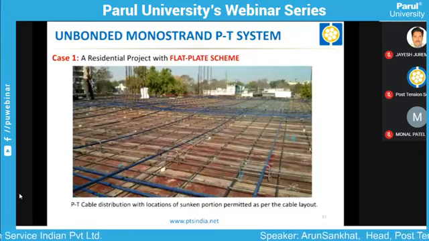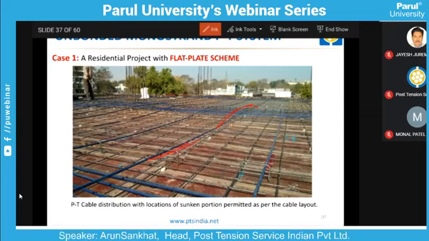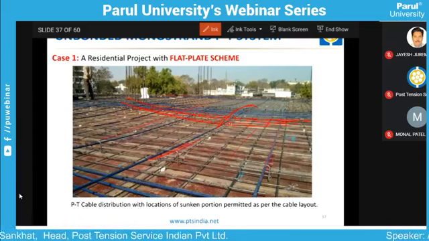You can see the image of the site. Here, you can watch the profile of the cable. This is at low point, this is at high point, like that, right? And these are the band cables. Band cables are in this direction, and uniform cables are in this direction.